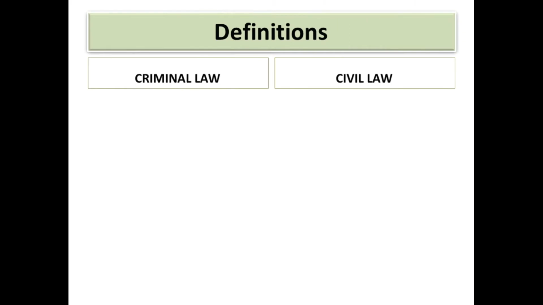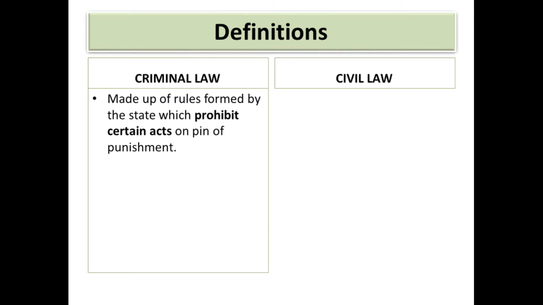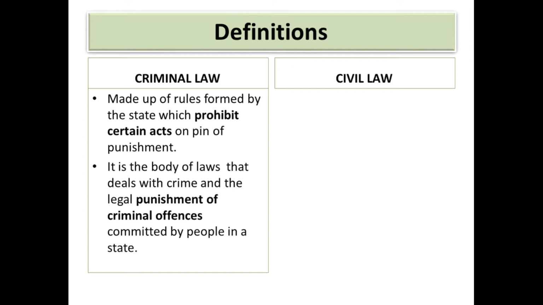Now, the first and foremost difference I shall highlight is the definitions. Criminal law is made up of rules formed by the state which prohibit certain acts on pain of punishment. It is the body of laws that deals with crime and the legal punishment of criminal offenses committed by people in a state. Criminal laws, therefore, are the rules which state what shall never be done, and if someone does so, punishment is certain.